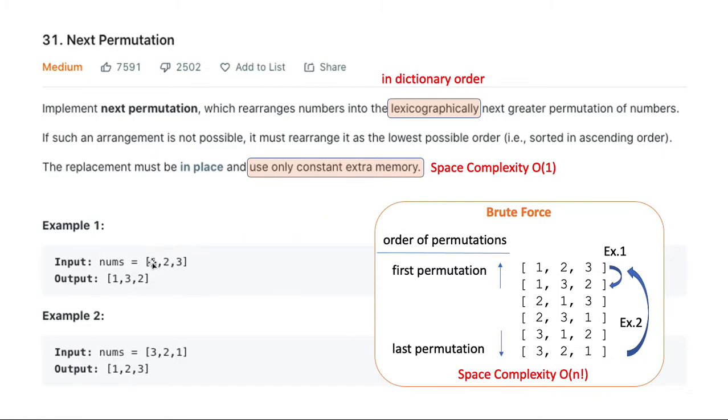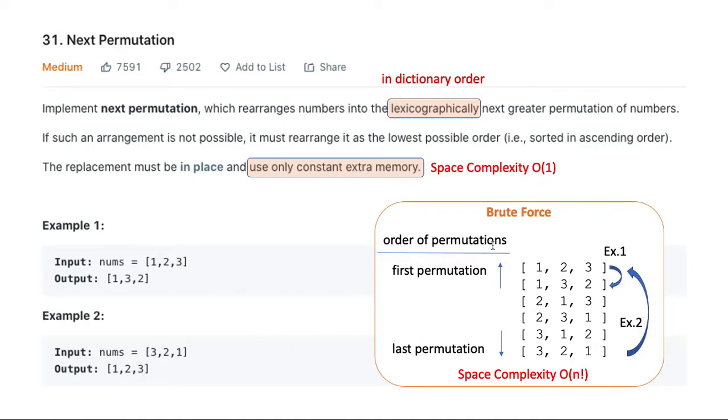If you sort the elements and find all the possible permutations in order, then you can have the first permutation and the last permutation. And then it will be very clear to you: the next permutation of 1, 2, 3 is 1, 3, 2. So you return 1, 3, 2 here. And the next permutation of 3, 2, 1 is nothing. So you return the first one as in here.